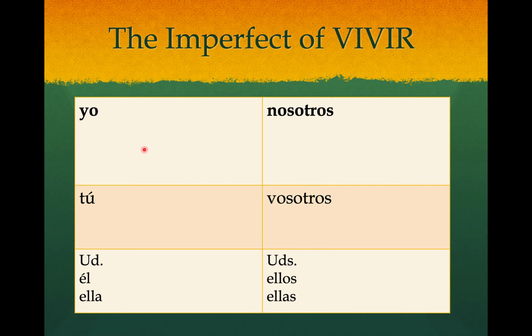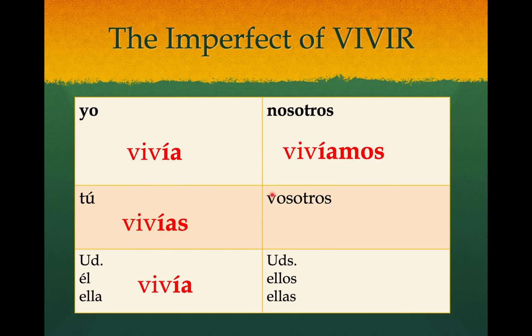Let's practice with el verbo vivir, to live. Yo vivía. Tú vivías. Usted, él, ella vivía. Nosotros vivíamos. Vosotros vivíais. And ustedes, ellos, ellas vivían. I used to live in Spain as a kid. Yo vivía en España cuando era pequeño.